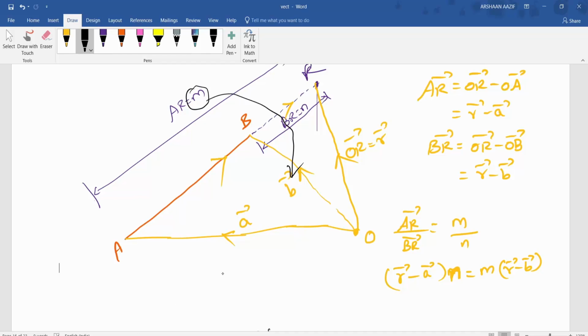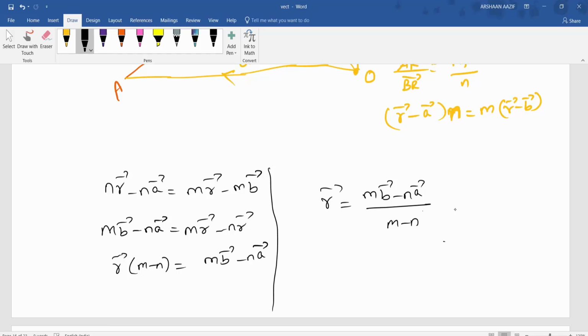When you take M, you have to take the B vector. When you take N, you have to take the A vector. So this is the simplest approach. So we have the formula for R vector when the point is in between A and B and outside A and B.